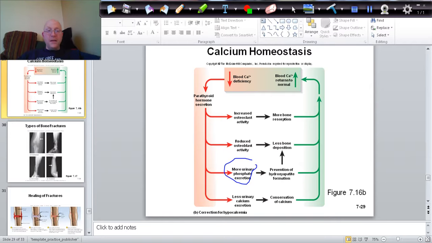All right, but I think that'll about do it for this portion of the lecture. One more for this chapter, and that's going to be on bone fracture repair.